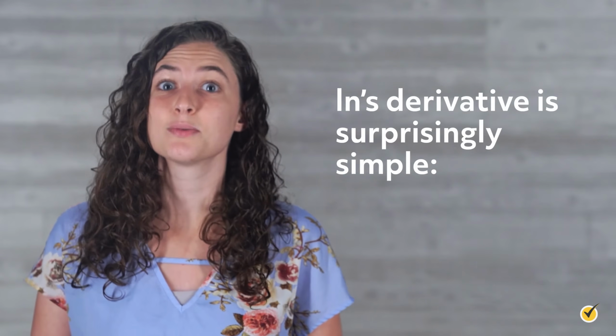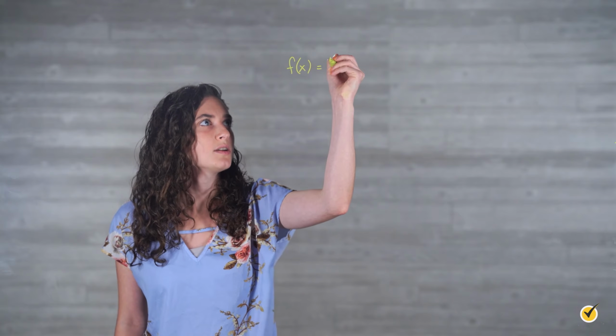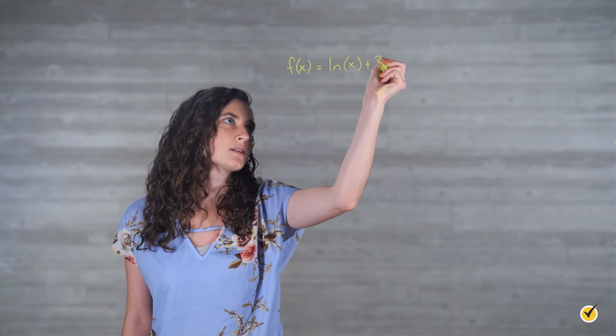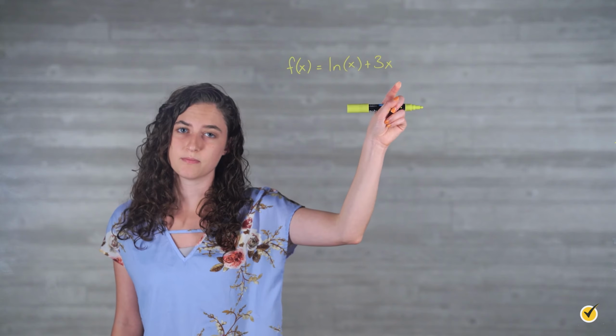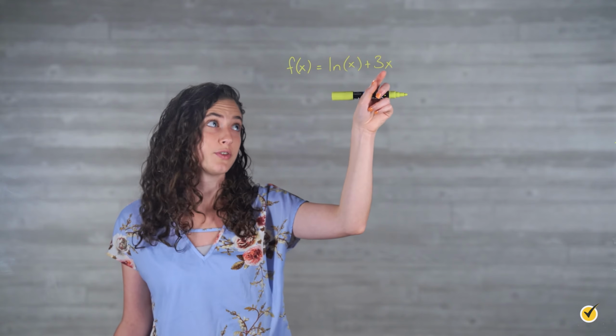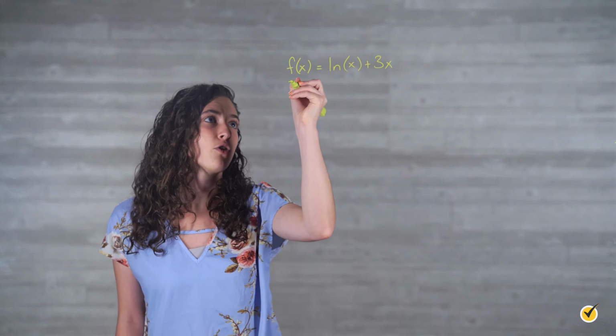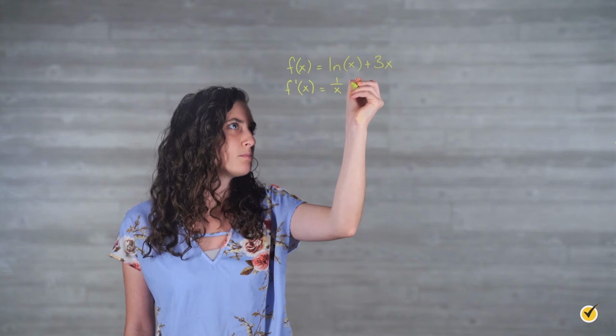Now that we have refreshed our memories on how to use the natural log, we need to talk about its derivative. Fortunately, ln's derivative is surprisingly simple. The derivative of ln of x is equal to 1 over x. Let's use this to work out the derivative of the function f of x is equal to ln of x plus 3x. This function is a polynomial, so we look at each term individually. As we just said, the derivative of ln of x is 1 over x. And we know that the derivative of 3x is simply 3. So therefore, the derivative of f of x, so f prime of x, is equal to 1 over x plus 3.